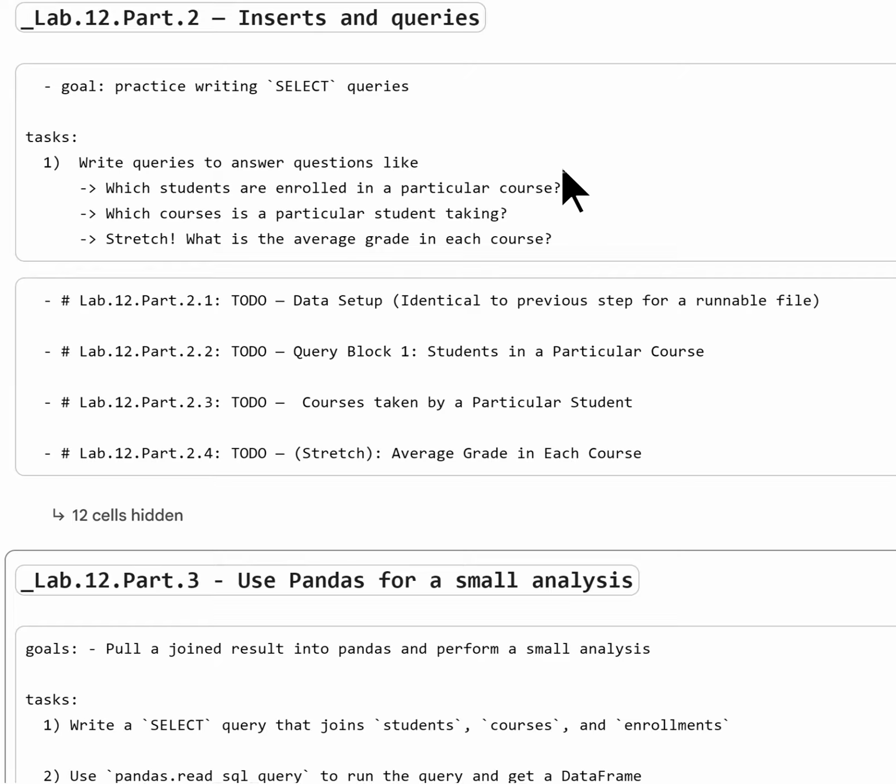So it is on the lab, part 12 for databases. And we're looking at sections 2 and 3. So these get juicy, okay? The overview of them is about doing inserts and doing queries. So part 1 is getting some data.